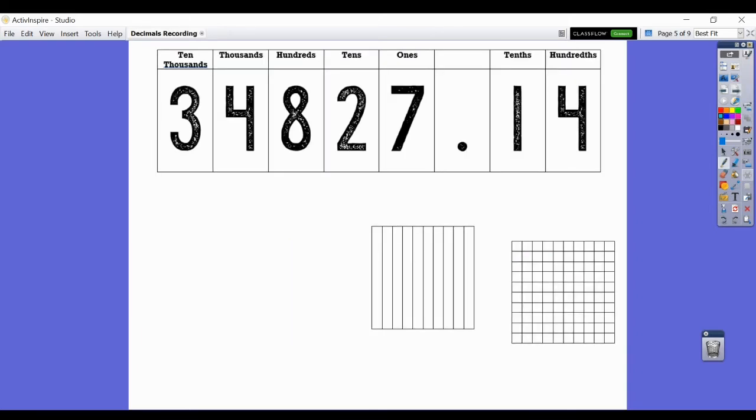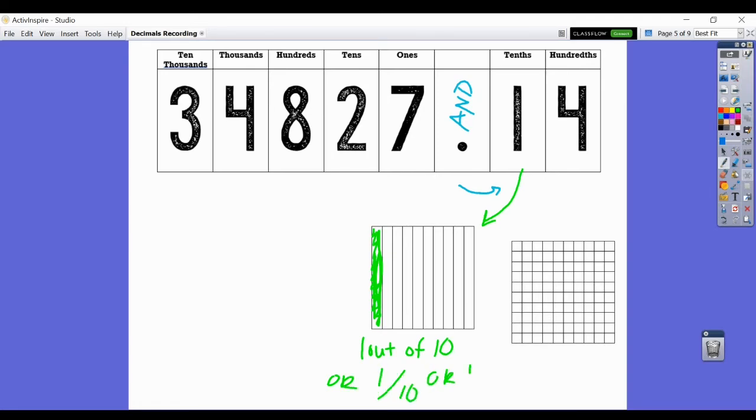Now, if we looked at the right-hand side of the decimal point, if we looked at this 0.14, when we read this, we would read the decimal point as "and." And let's talk about how we would demonstrate each of these. So this 1 is actually 1 out of 10. Or this can be written as 1/10 or 1 divided by 10.